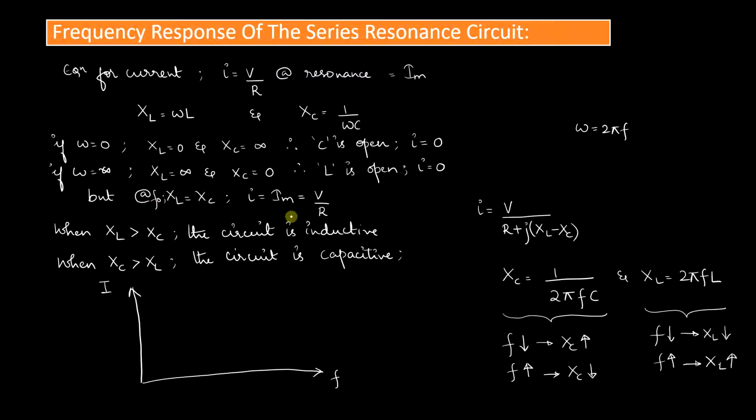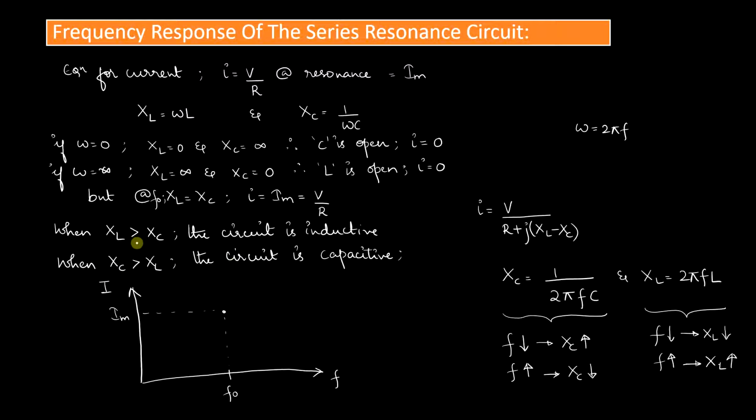Or I can say it is at omega naught in terms of angular frequency. So if I consider the resonant frequency as f naught, we have obtained from the derivation that you obtain the maximum value of current Im at resonance. Correct? So this is the maximum value of current that you obtain.